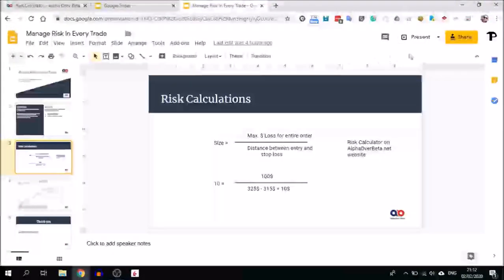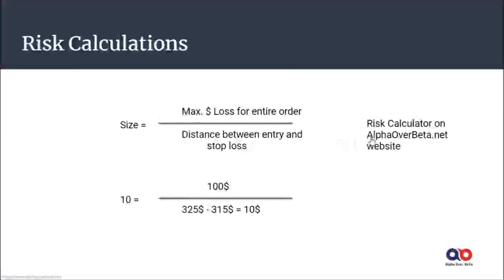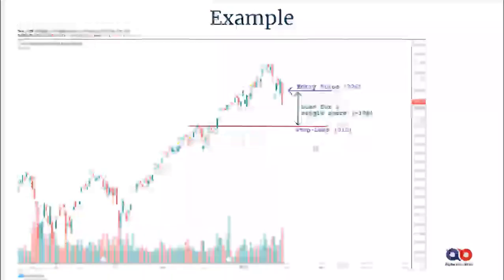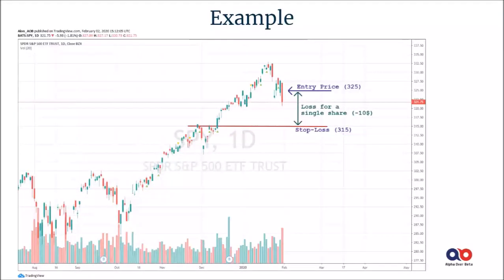Okay, so let's go back to the formula. This is the formula that you use. You saw the calculator on the Alpha over Beta website. This is the calculator that we have prepared for you, and this is the example that we saw. 325 entry, 315 stop loss. A crucial part of every order, do not trade without a stop loss, and the -10, which translated into 10 shares of the entire order.